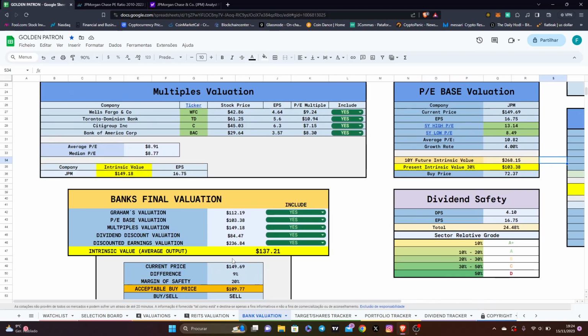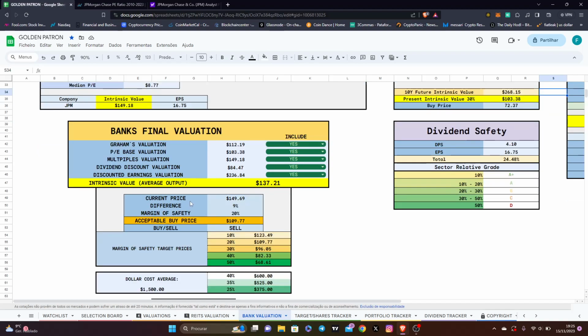Now this is where everything gets averaged out. All the valuations come to one, and we come to a final intrinsic value of 137. So this would be the most accurate intrinsic value of the company. This is the number we should go by. And according to this, JP Morgan is actually overvalued at the current moment, by 9%.